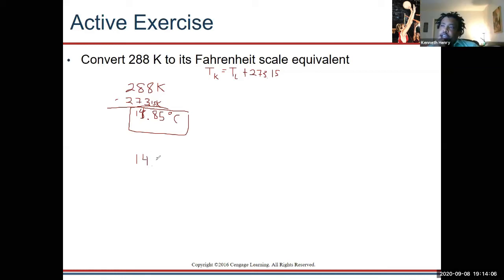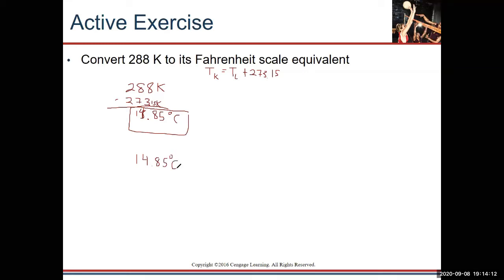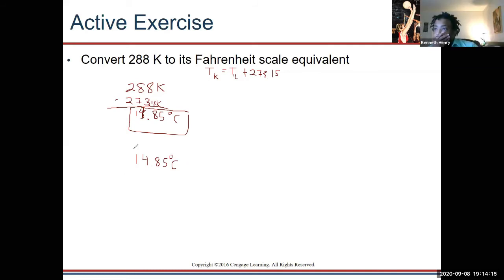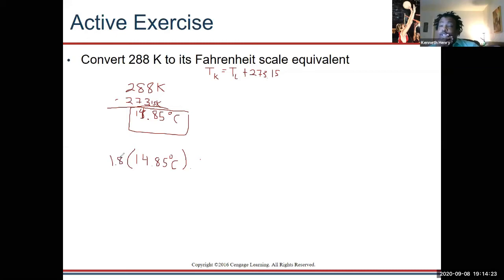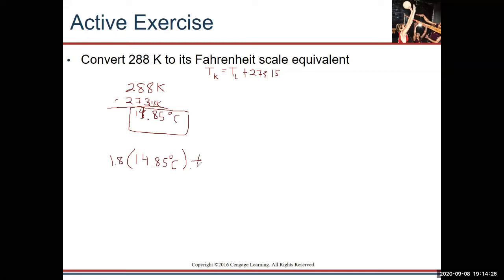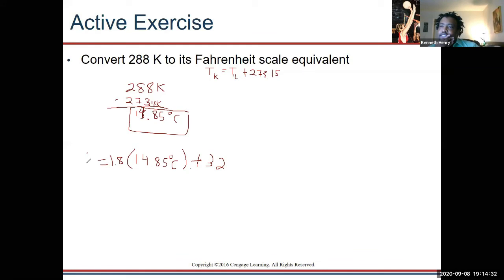Okay, so I have 14.85 degrees Celsius. What am I gonna do to change it to Fahrenheit? You multiply that by 1.8, and then you add 32. And that's gonna be my TF, because we know that equation was TF equals 1.8 TC plus 32.